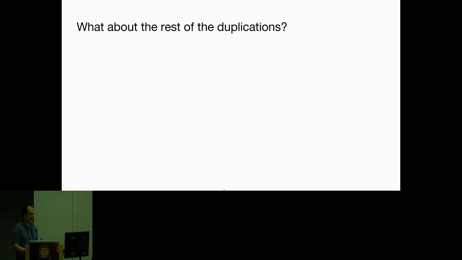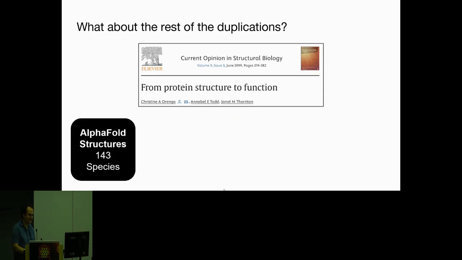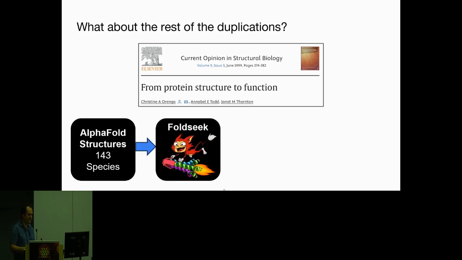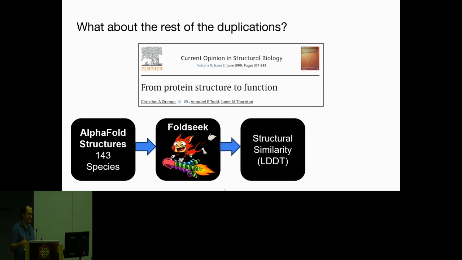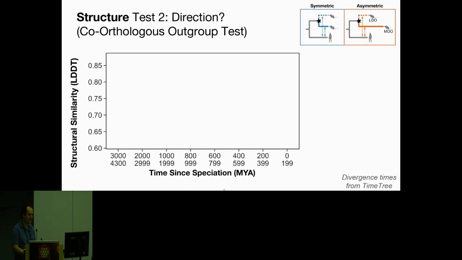So then, just very briefly, because there's not much time, what about the rest of the duplications? So we know that protein structure is highly related to function, and so AlphaFold has given us this huge database, so we can download all of the structures for the 143 species. We can then use FoldSeek in order to align these structures that AlphaFold has given us in order to have structural similarity scores. And then using this instead as a proxy for function, instead of the expression, we can also perform the same test that we've just performed with the expression for the co-orthologous outgroup.